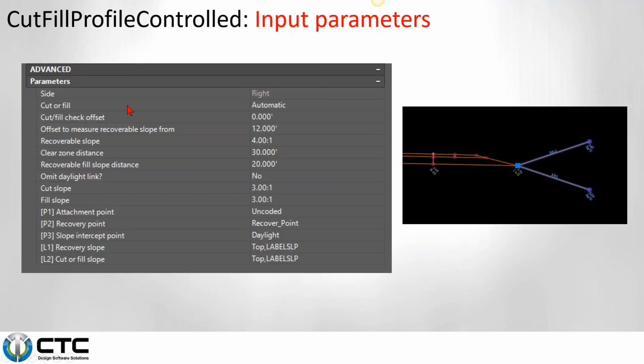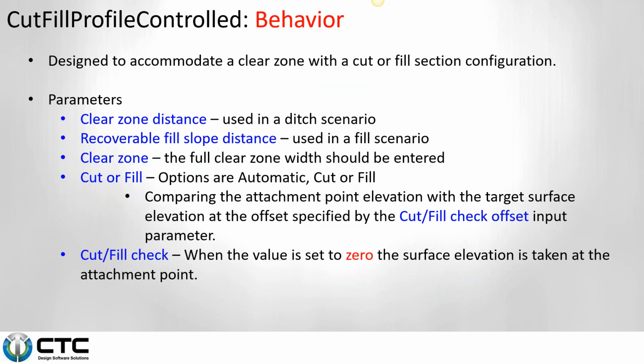Back in the cut fill input parameters, there are 3 options on there. There is automatic, there is cut, and there is fill. So cut, fill options are automatic, cut, or fill. What this does is it will compare the attachment point elevation with the target surface elevation at the offset specified by the cut, fill, check, offset input parameter.